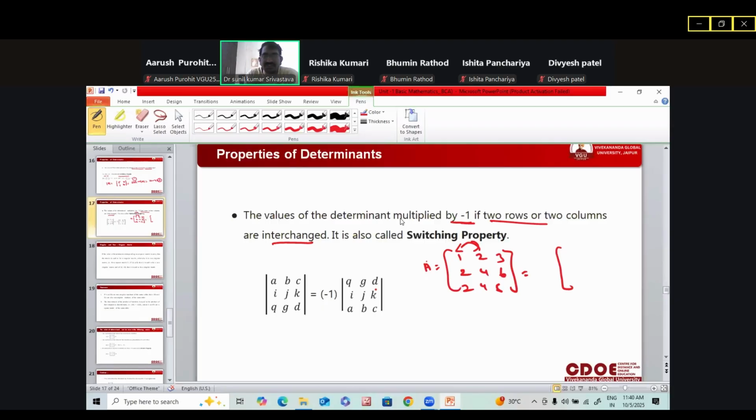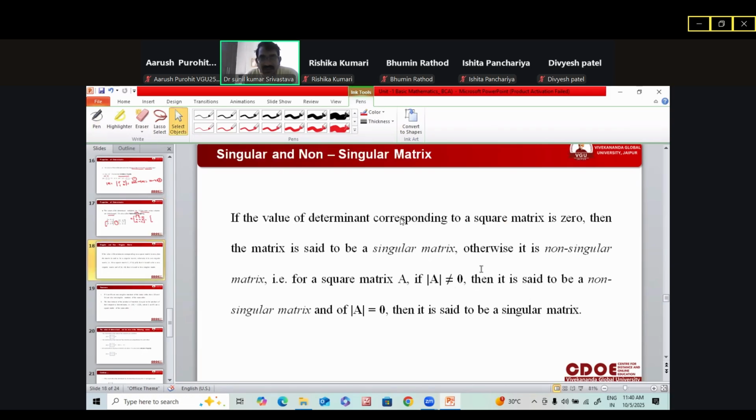Similarly, we can change it row-wise as well as column-wise. Here we have written the rows A, B, C, then I, J, K, and P, Q, R. We have changed the first row with the third row here, so it is multiplied by the sign minus 1. If we interchange any two rows or any two columns, the sign of the determinant will be changed. We have plus, and we get the sign minus 1. These are the properties.